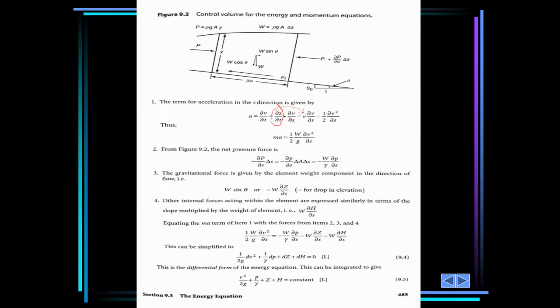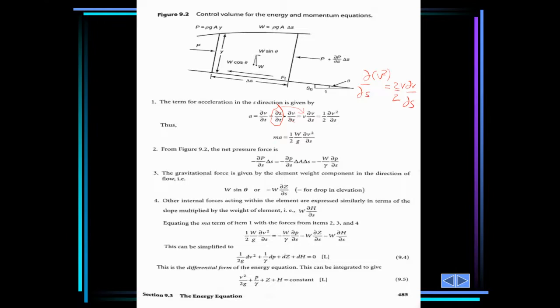And when v goes inside the differential, we have half ∂v²/∂s. It becomes half because when we differentiate ∂/∂s of v squared, we will have what? 2v ∂v/∂s. So to take care of these two, that's why we divide by 2, so that we have 1/2 ∂v²/∂s. Now, this is the acceleration component.